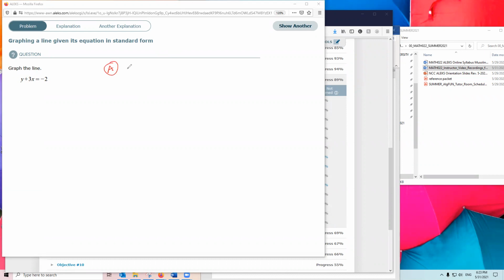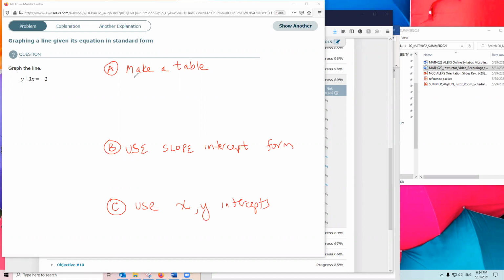Option A is to make up a table like we just did in the previous example. Option B is going to be to use a slope-intercept form of a line. I'll show you that in another example. And another option is to use x and y intercepts. I'll show you that in another example. So why don't we make a table up here for this one?